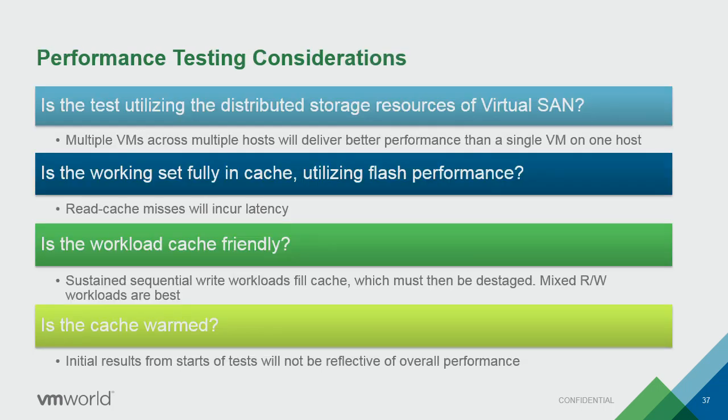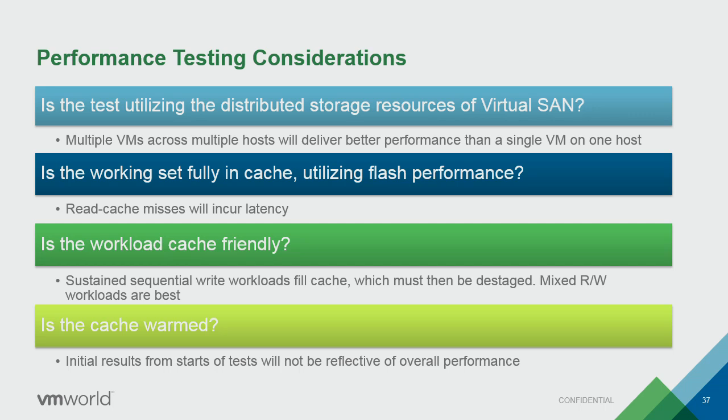So the first thing is that vSAN is distributed. What that means is that when you deploy a virtual machine, it's only going to access the compute of the host that it's running on. It's also going to be accessing the storage of the host that it's running on. So really, in order to properly test the capabilities of your vSAN cluster, you're going to have multiple virtual machines deployed across multiple nodes in the cluster as well.